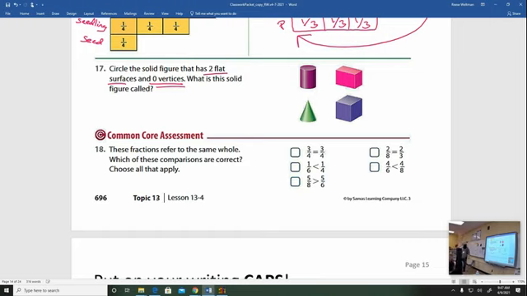Now, first, let me ask you, what's a vertex? What are vertices? They're like corners. Yeah, so they're asking you for one that doesn't have any corners, right? And now they're also asking you for 2 flat surfaces. So, Andrew, which one am I circling? And which one is that? Purple. That's right.